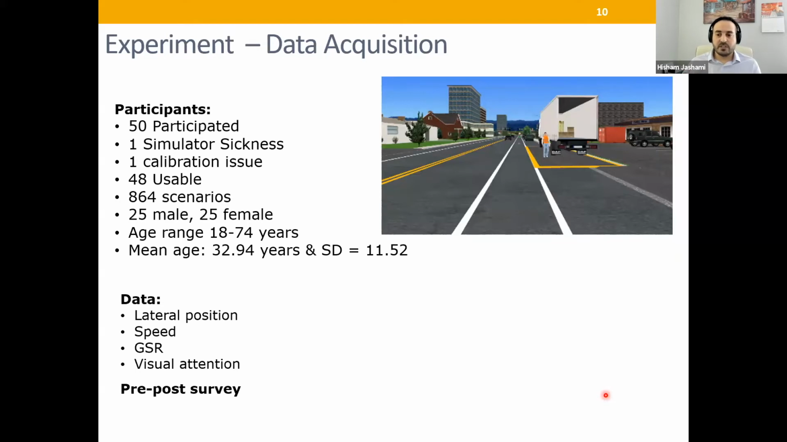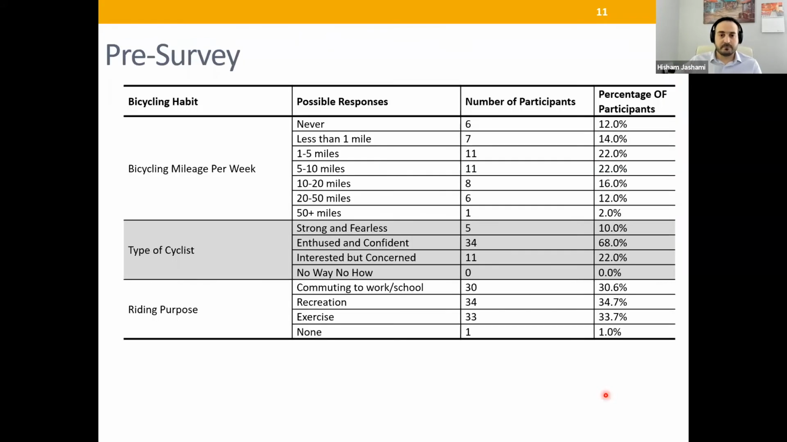The outcome variables that we analyzed, or we call them the dependent variables, were lateral position, speed, GSR, and the visual attention. For today's presentation, I will be just talking about the lateral position and the speed. We also had the pre-post survey data to validate the experiment.